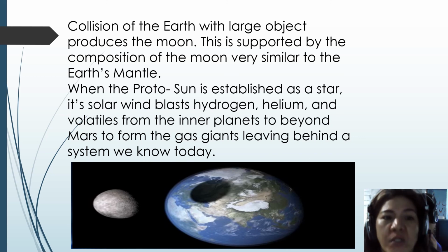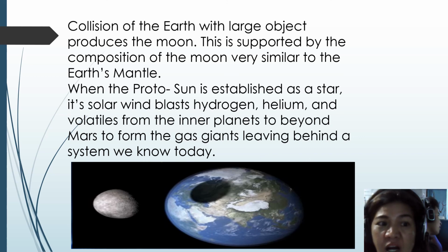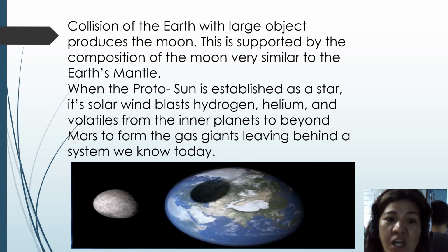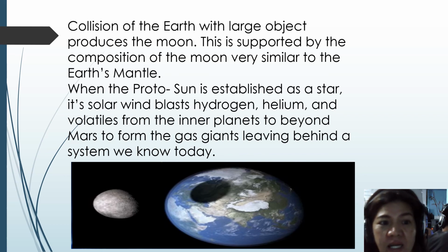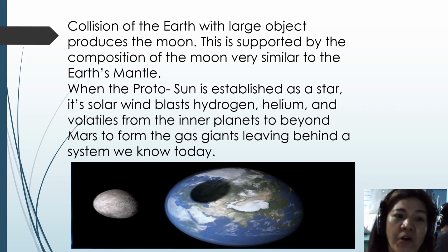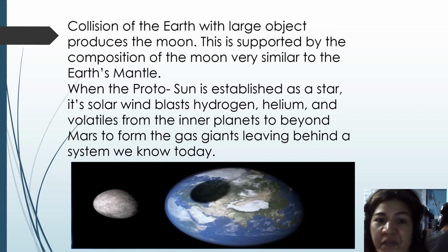So when the protosun is established as a star, its solar wind blasts hydrogen, helium, and volatiles from the inner planets to beyond Mars to form the gas giants, leaving behind the system we know today. So that is why our solar system comprises planets, small planets or dwarf planets, and stars.